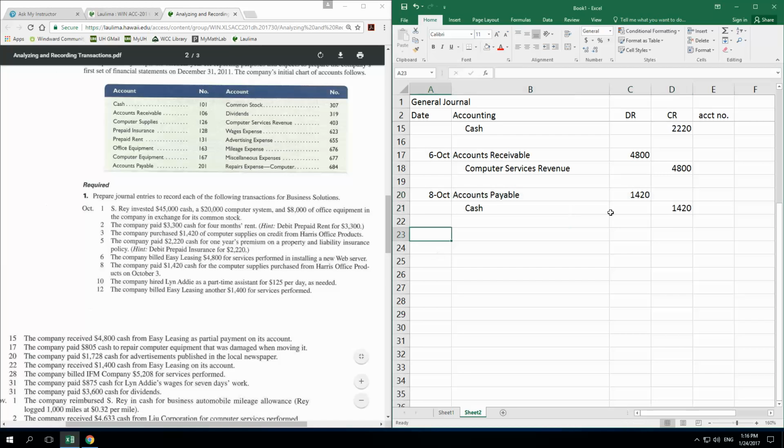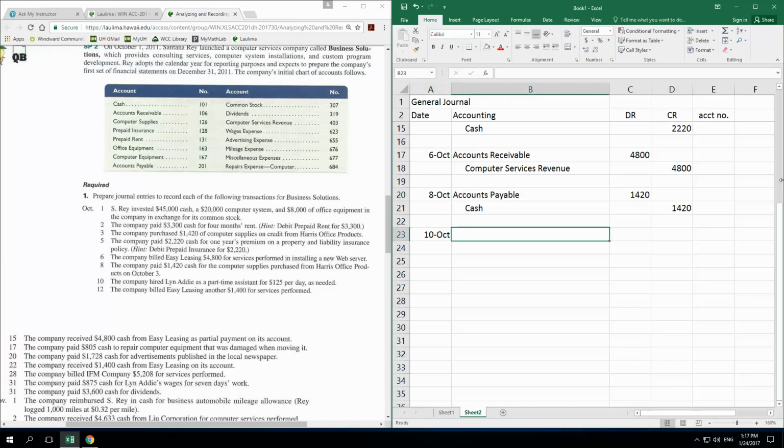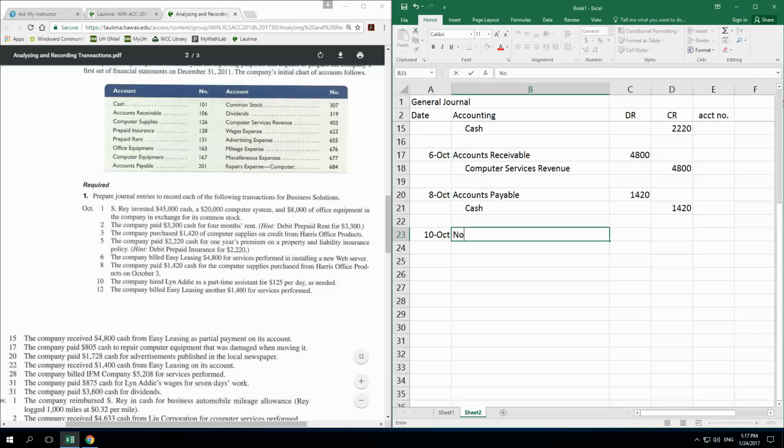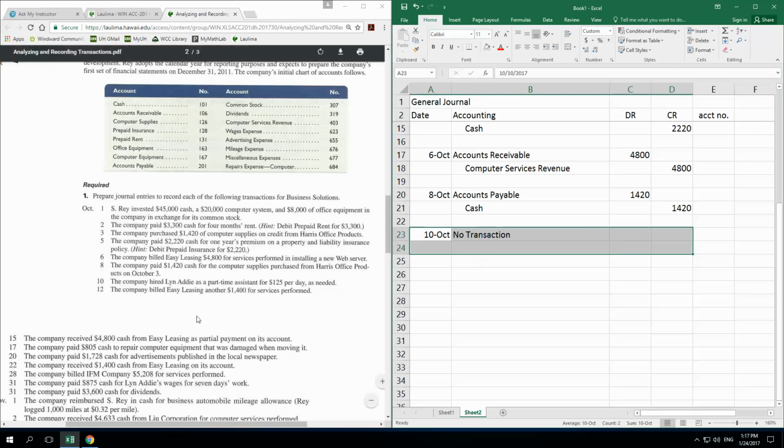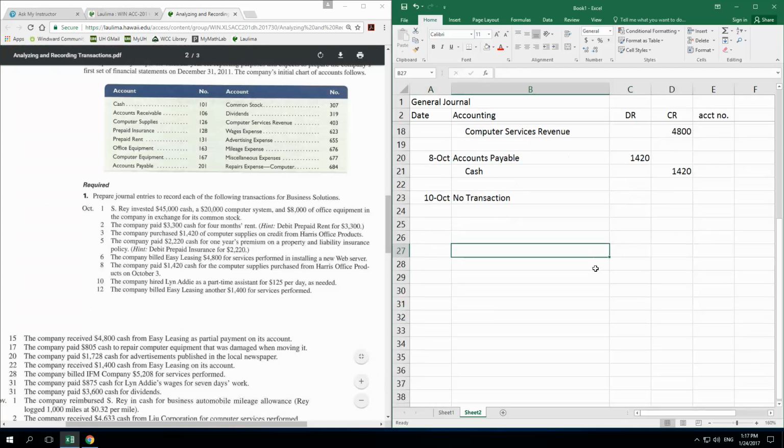October 10th. The company hired Lynn Addy. Remember, we determined that just hiring someone is not a transaction. So we have a date in there. Since we have a date, I'll just say no transaction, and we'll move on to the next one. You don't even have to put that in there, but because we're in an academic setting and they have a date, I'm just going to put that in there to reinforce that that really wasn't a transaction. We hired the individual, but the individual didn't do any work, so there is no transaction.